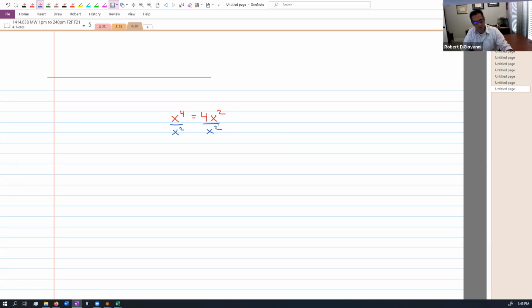Let's see what happens. On the right side, the x squareds cancel and you get 4, right? And on the left side, x to the 4th over x squared, you subtract, 4 minus 2, that gives you x squared. Okay, well, that's something we can do something with, right? Do square root on both sides, and you get x equals plus or minus 2. What's wrong with this?